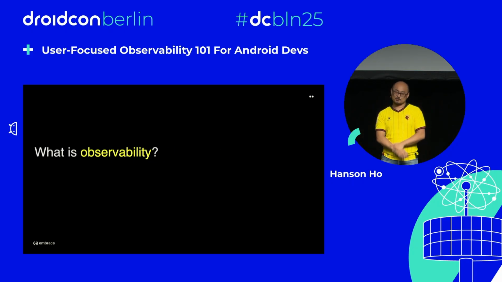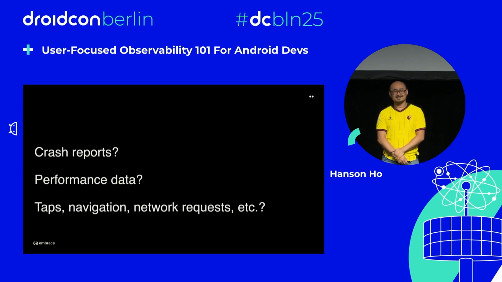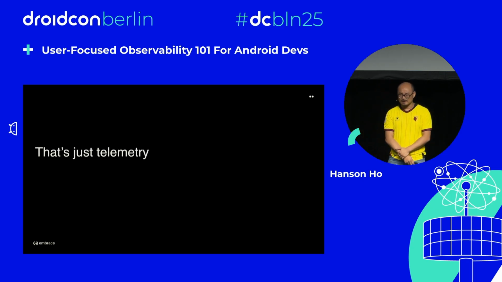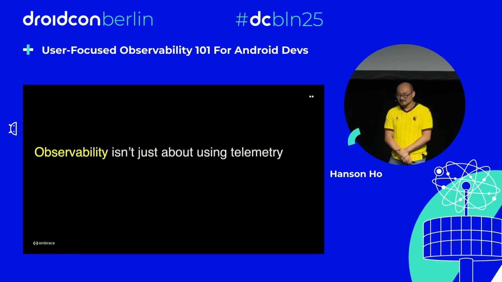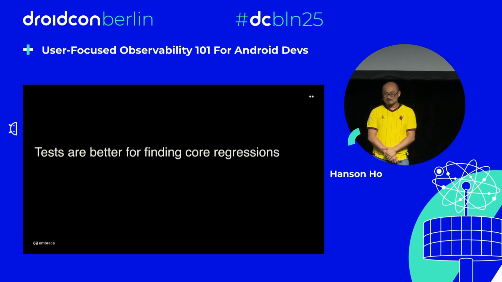So what is observability? Is it crash reports? Is it performance data? Is it tap navigation, network requests, things that we call real user monitoring? Well, no, not really. That's just telemetry. And observability isn't just about using telemetry to see what happens, to find bugs. I mean, you can use it for that. But tests are better for finding core regressions in both performance and functionality. Observability is good for finding the edge cases, but you better have a good test suite before you actually think about production data.